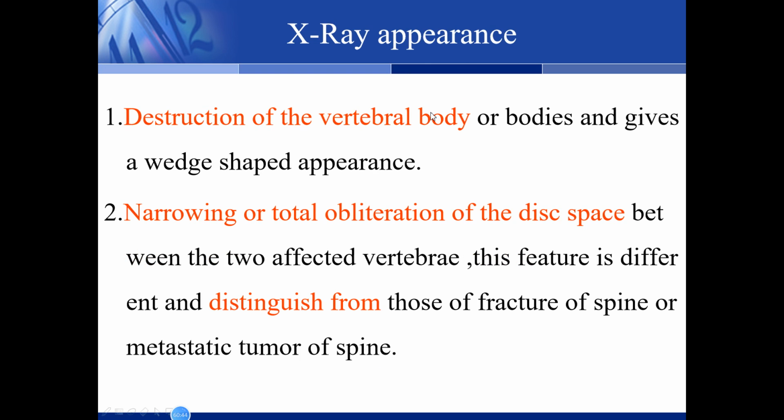X-ray appearance of the spine tuberculosis. 1. Destruction of the vertebral body or bodies, giving a wedge-shaped appearance. 2. Narrowing or total obliteration of the disc space between the two affected vertebrae. This feature is different and distinguishes it from those of fracture of spine or metastatic tumor of spine.